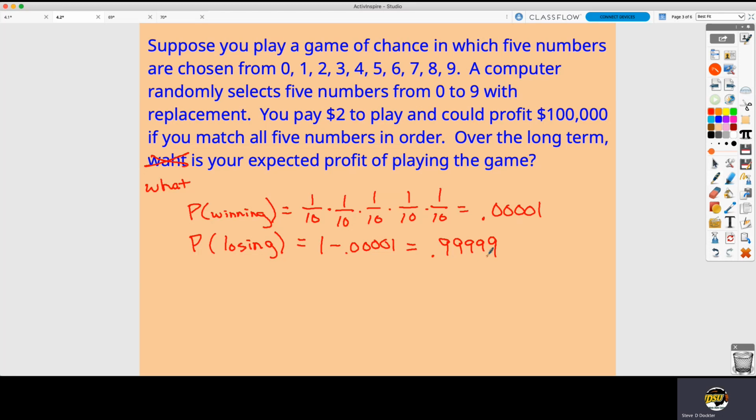All right, now with that, what we're going to do is we are going to set up a distribution table to be able to figure out what our expected value is going to be. All right, well, for this, as we just said, you are either going to win or you're going to lose. All right, now we are still going to have our X value. What do you think our X values are going to be here?